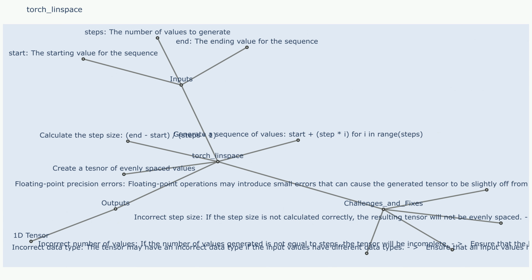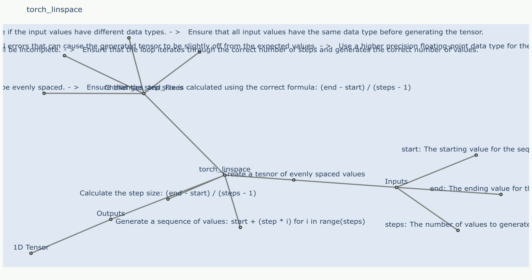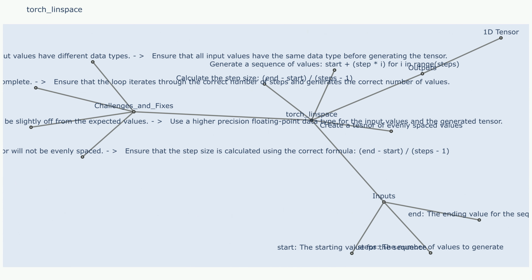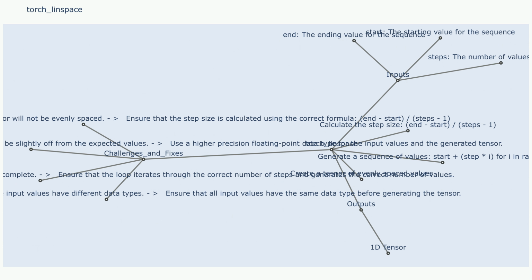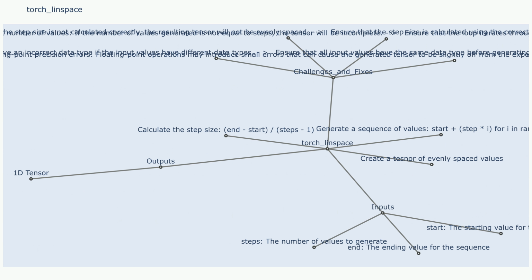Inputs. Start: the starting value of the sequence. End: the ending value of the sequence. Steps: the number of evenly spaced values to generate, including both the start and end values. Outputs. Tensor: a one-dimensional PyTorch tensor containing the evenly spaced values. The tensor's size is equal to steps.